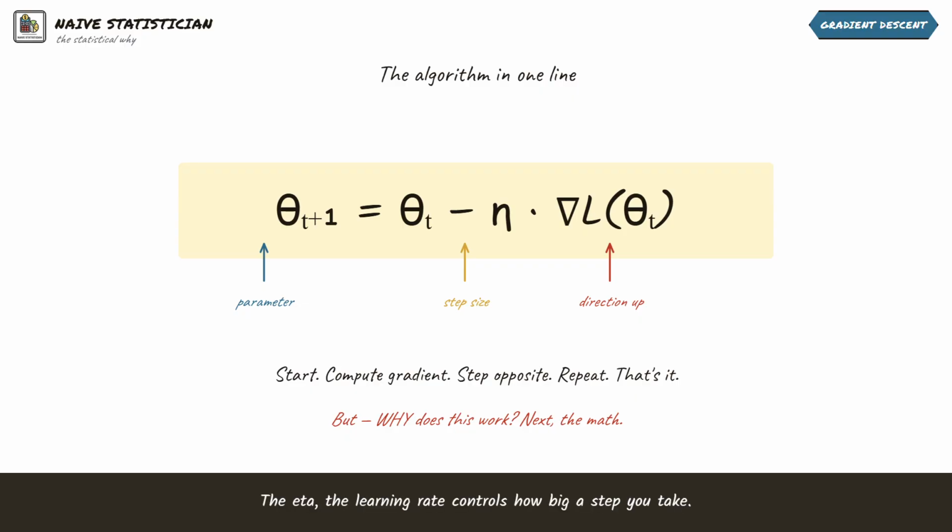The eta, the learning rate, controls how big a step you take. A larger eta means bigger steps. A smaller eta means tinier, more cautious steps. We will come back to why that matters. So the algorithm in one line: start somewhere, compute the gradient, take a step opposite to it, repeat. That is it. Now let us see why this actually works mathematically. Because the magic is not in the metaphor, the magic is in Taylor's theorem.